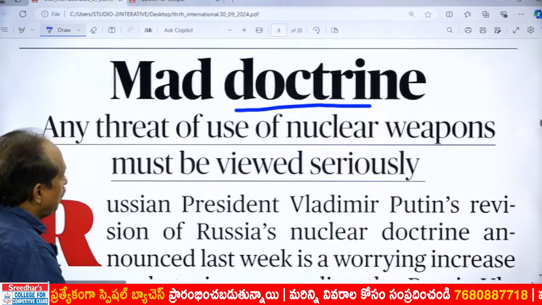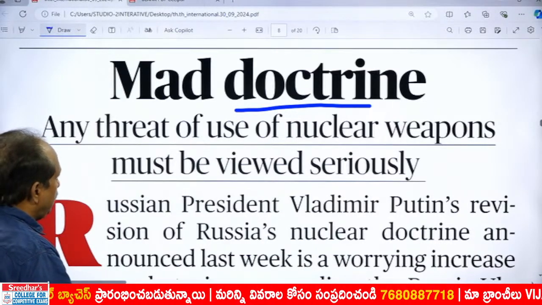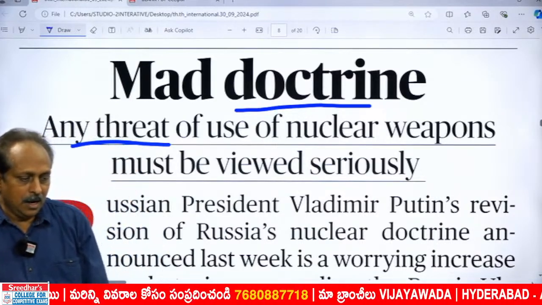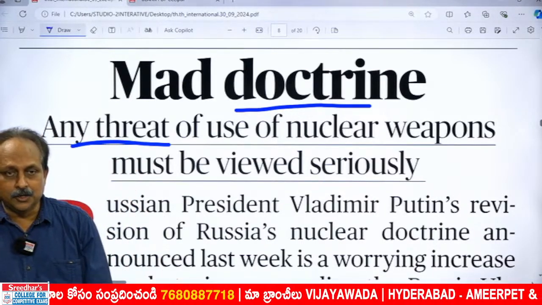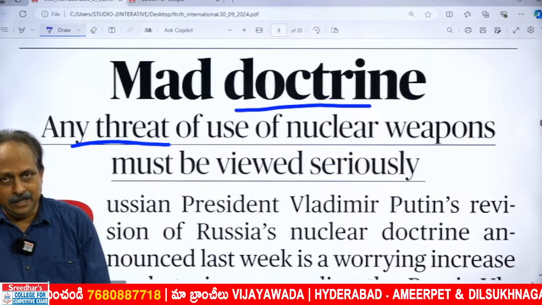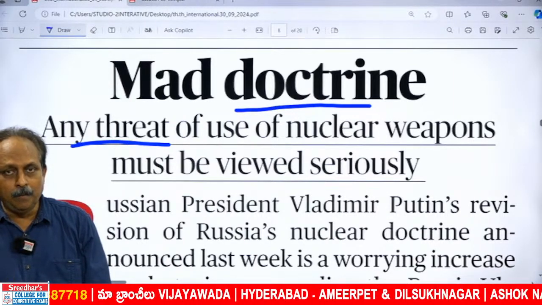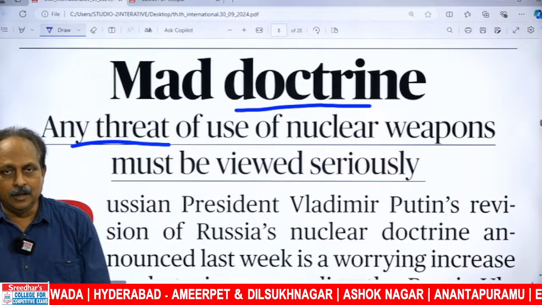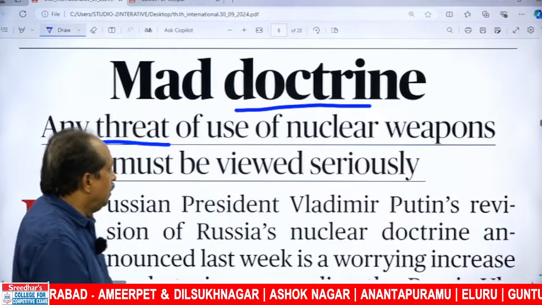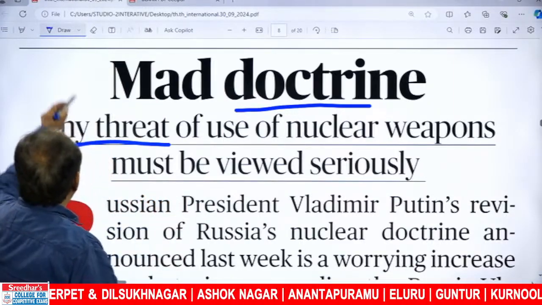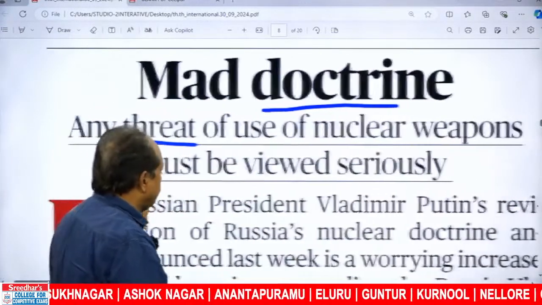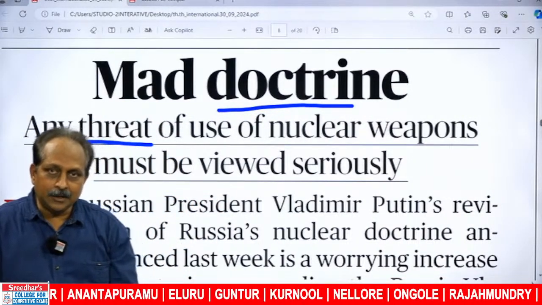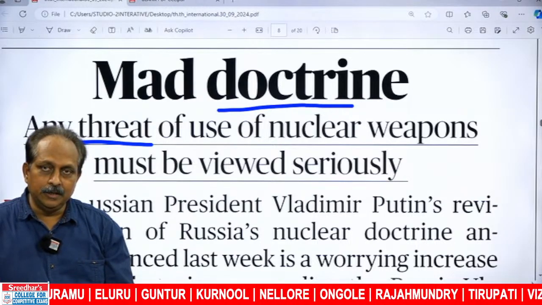Any threat of use of nuclear weapons must be viewed seriously. There is a threat given by the Russian president, and based on that, this has been written, that is a stimulus. What the editorial says is that any threat of using nuclear weapons must be considered very seriously. We cannot take it lightly, we cannot take it for granted. "Must be viewed seriously" is in passive voice. We must view something, that is active voice. Something must be viewed, it is in passive voice.